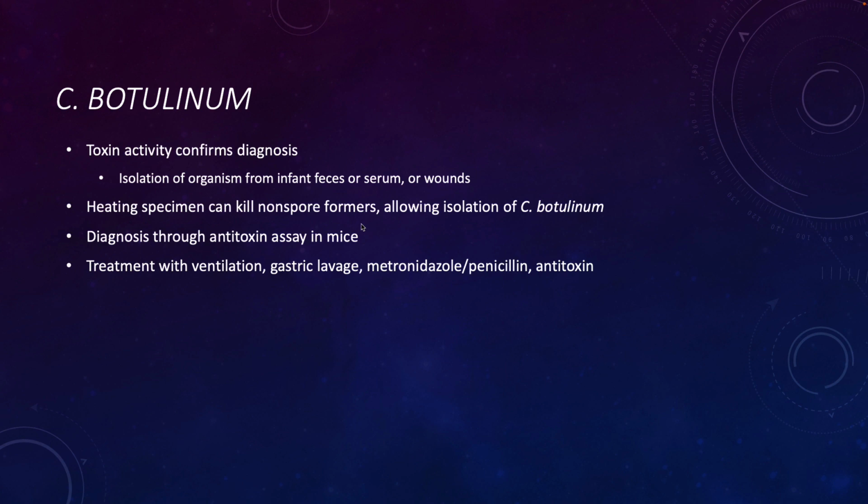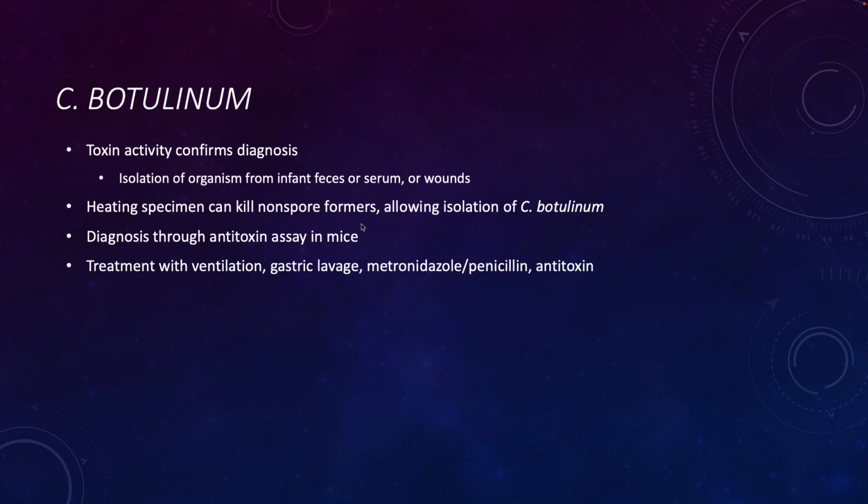The activity of the toxin is usually how we confirm diagnosis. The isolation of the organism can be done from infant feces or serum or from wounds. Heating the specimen will kill non-spore formers to allow the isolation of Clostridium botulinum. There's a lot of bacteria in the stool. That's kind of the idea we're getting at here. And so if you want to isolate Clostridium, if you heat up the sample, that induces Clostridium to form a spore. So everything else should die, but Clostridium will still survive.